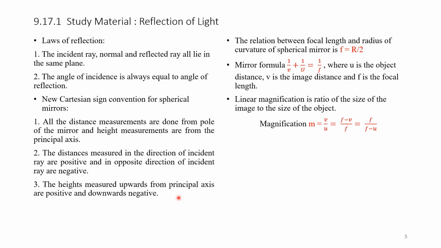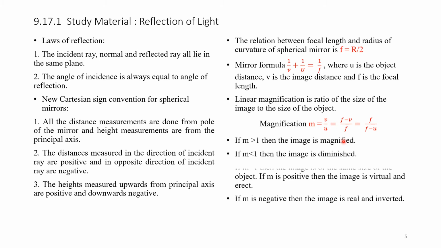Linear magnification is the ratio of the size of the image to the size of the object. Therefore, magnification in the case of reflection of light is m = v/u, that is, image distance over object distance. It is also given by the equation (f − v)/f, or by f/(f − u). Here it is in terms of image distance and focal length, whereas this one is in terms of object distance and focal length. You can use any of these formulae for solving numerical problems.